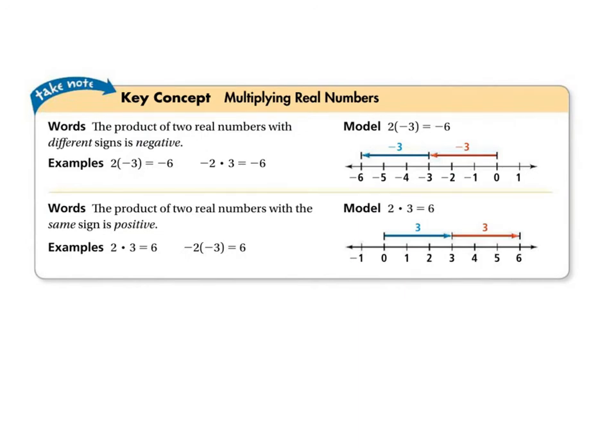So here's that rule laid out pretty basically. The product of two real numbers with different signs is negative. The product of two real numbers with the same signs is positive. Positive times negative is negative. Negative times positive is negative. When they're the same, positive times positive is positive, or negative times negative, it's positive.